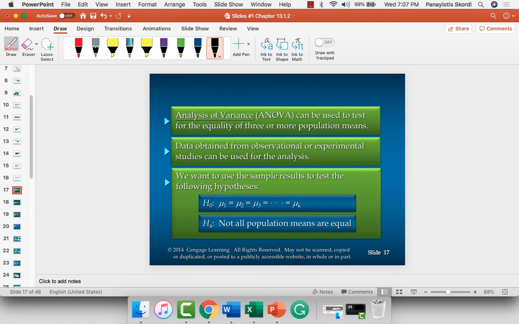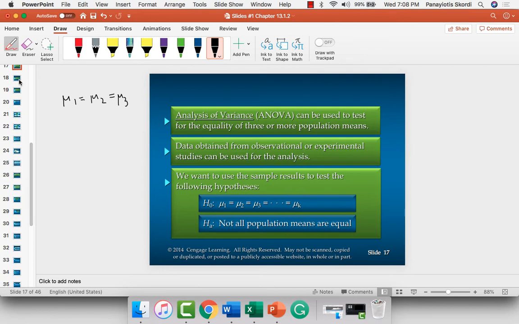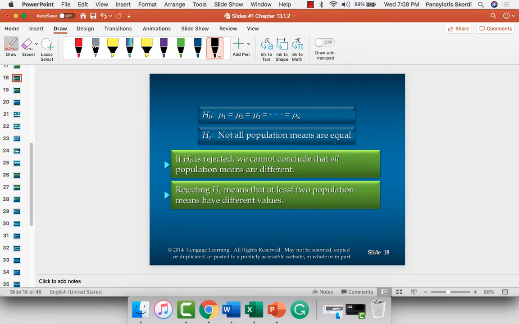When we're using analysis of variance, we're checking to see if the means of more than two populations are the same. If we're just checking whether mu1 is equal to mu2, then we use the two sample hypothesis testing. But when we want to check whether three or more means are the same, that's when ANOVA kicks in. The alternative hypothesis is that the means are not all the same. Not all population means are the same. If we reject the null hypothesis and go with the alternative, we should not conclude that all population means are different.